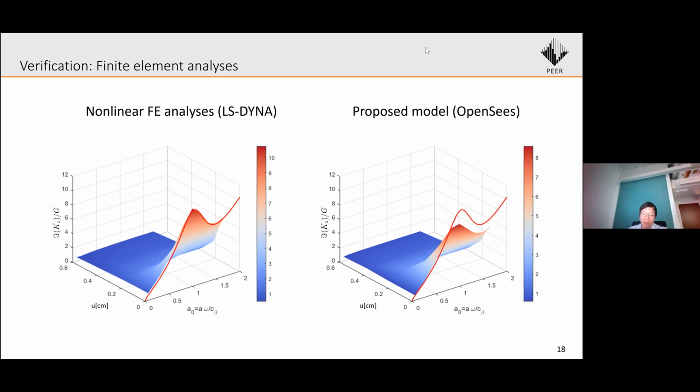But when the displacement is larger, we have the nonlinearity, and the damping starts to decrease at all frequencies and finally reaches a constant value. So the damping in this case is mostly material damping and does not depend on frequencies.